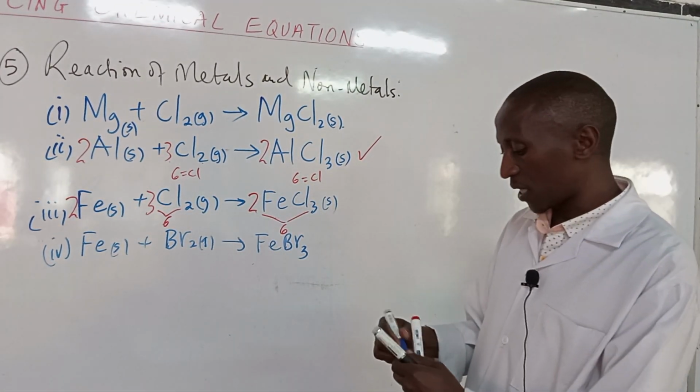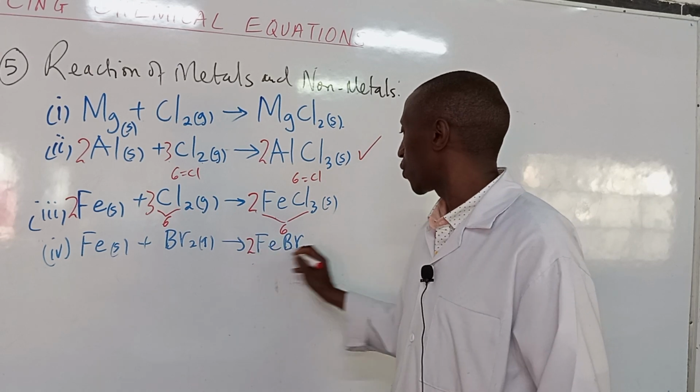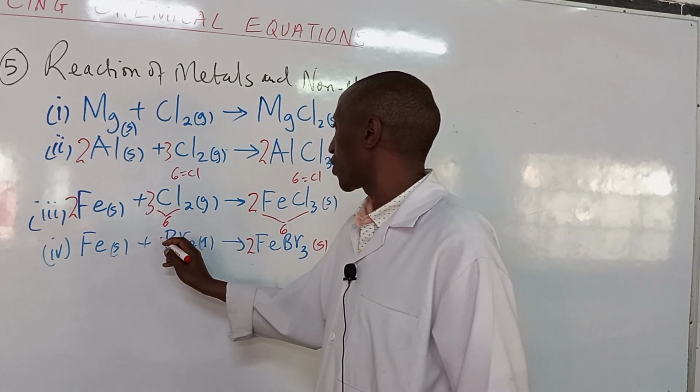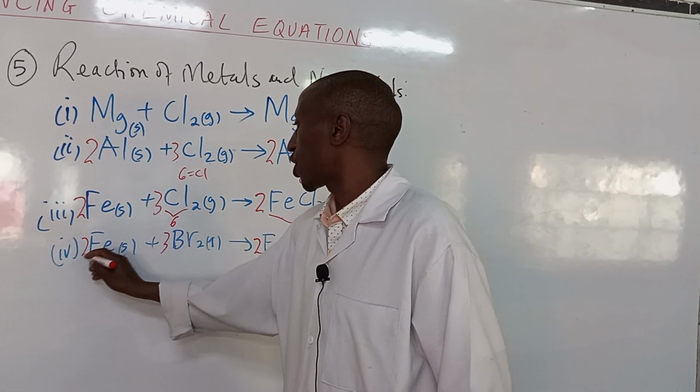So we balance that as above. We put in a 2, this is in solid form. We put a 3, and this we put a 2.